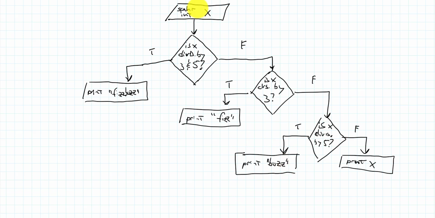What about a number like 7? Is it divisible by both 3 and 5? No. Is 7 divisible by 3? No. Is 7 divisible by 5? No. We're going to print 7. So that makes sense. And then let's say 15. Is 15 divisible by both 3 and 5? Well, that's true. So we're going to print fizzbuzz.